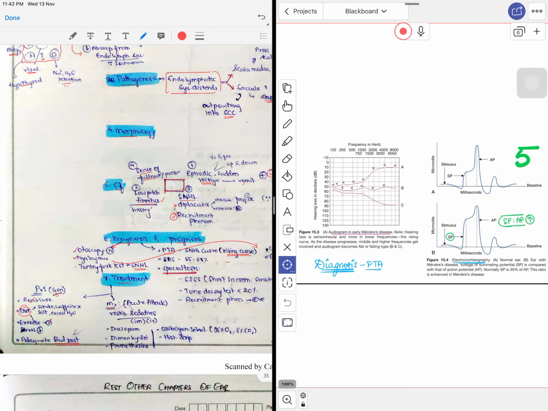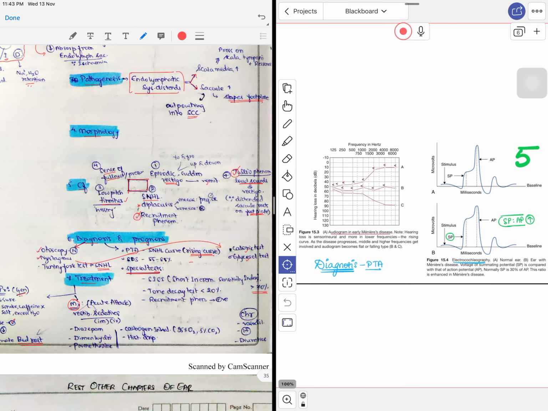Coming to the medical line of management, in case there is a sudden acute attack in that person, we can give vestibular sedatives intramuscularly or intravenously. Alternatively, we can also give sedatives like diazepam, dimenhydrinate, or promethazine. Or you can also give histamine drips, and even carbogen inhalation, which is 95% oxygen and 5% carbon dioxide.